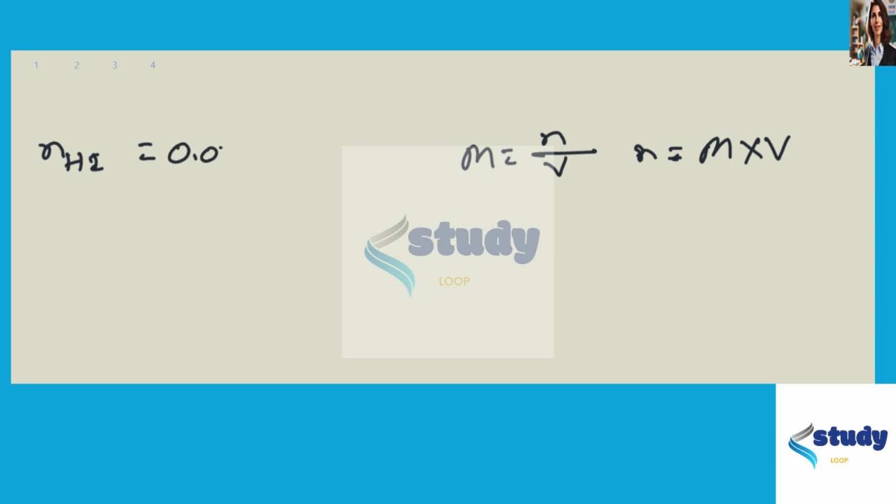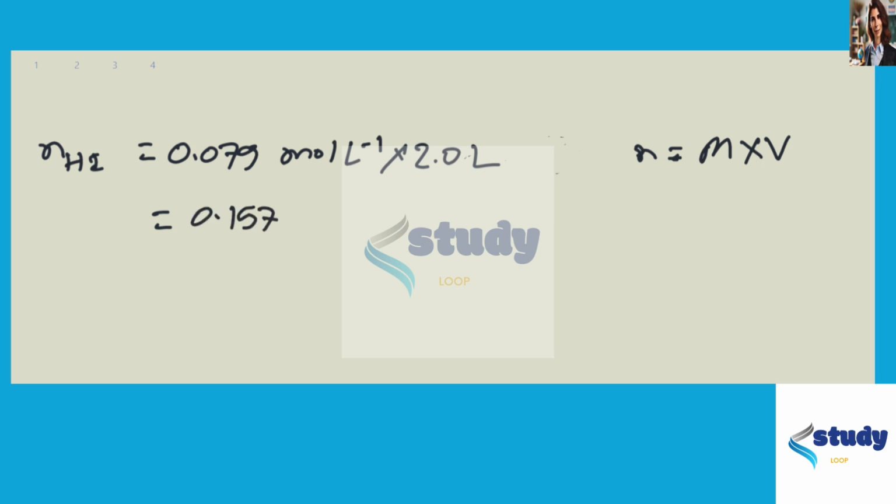So it will be 0.079 molar, or mole per liter, times the volume of the reaction vessel, which is 2 liter. And from here we get a value of 0.157 mole. So this is the number of moles of hydrogen iodide.